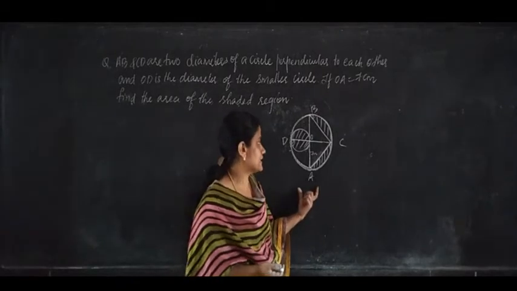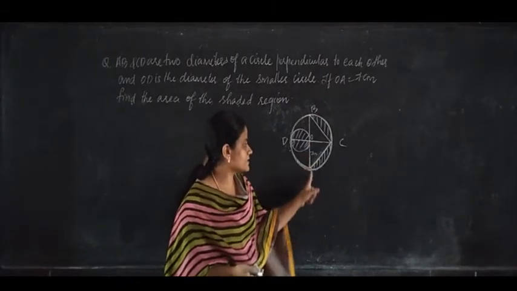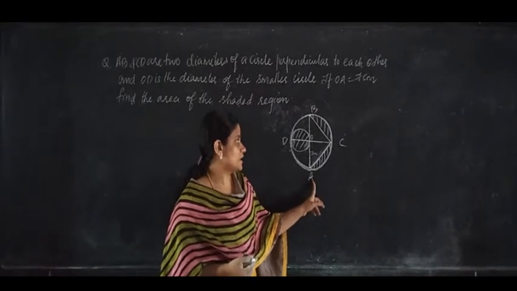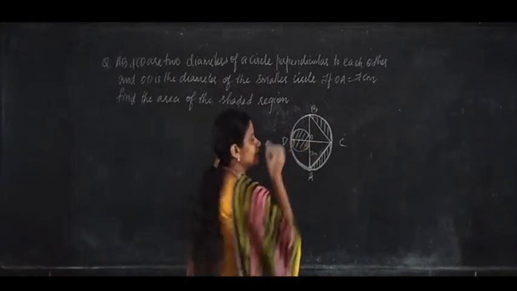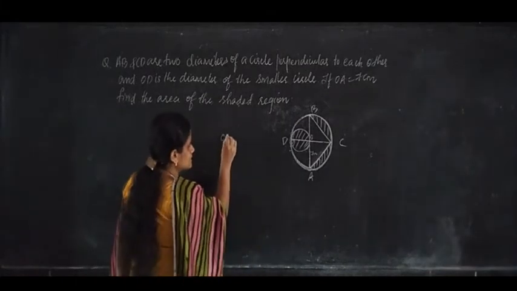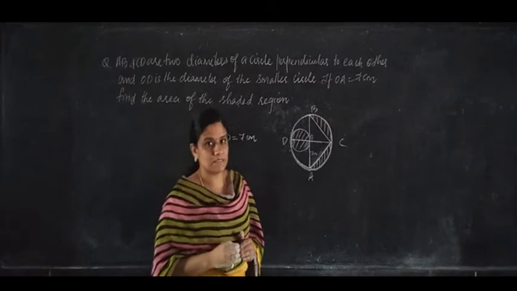Okay, you just listen here. Here, OA is equal to 7 cm. So which means what will be OD? Yes, OD is also equal to 7 cm, the radius of the bigger circle.